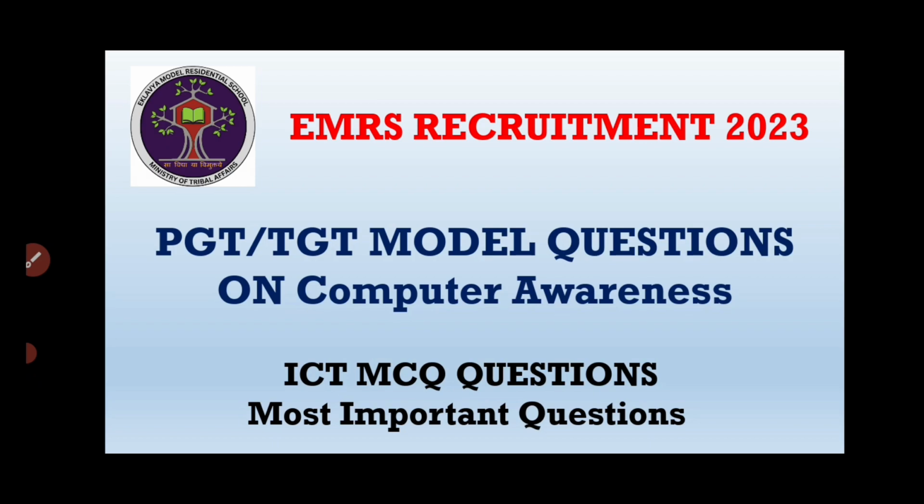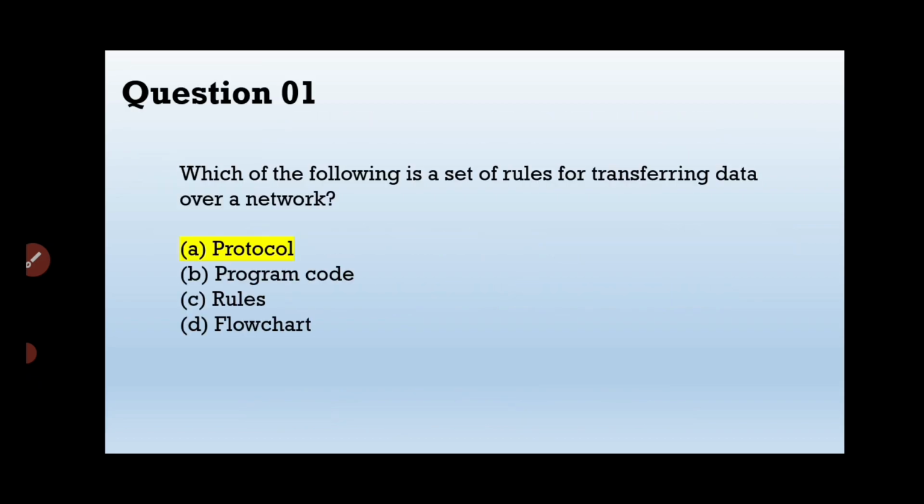In today's video, we are going to see most important question on ICT or computer awareness. Let's not waste more time on this. Let's start. Your question number 1. Which of the following is a set of rules for transferring data over a network? Your correct option is option A, protocol.